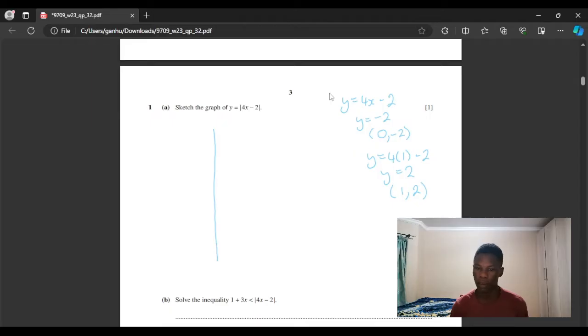Let's sketch this on a Cartesian plane. This is our x-axis and this is our y-axis. So 1 on the x-axis would be somewhere here, and so 2 on the y-axis would be somewhere there. So that's the point 1, 2. Then we also have the point 0, negative 2, which would be here. And let's draw a line through these 2 points.